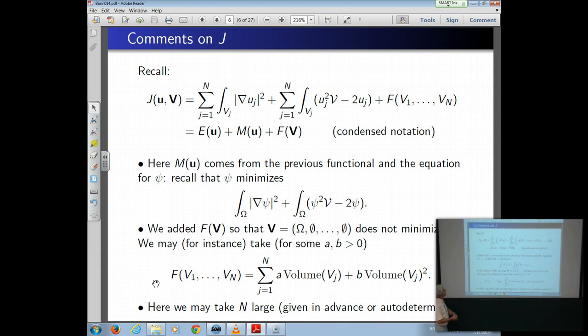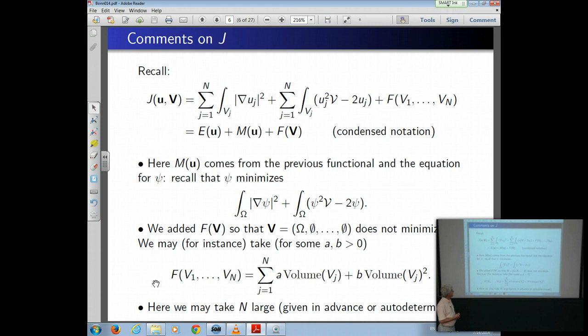So this was again the functional. First term is the energy term. Second term is m of u, which corresponds to the specific problem. I should say that as soon as we start studying the regularity of a problem and so forth, m of u will be small compared to the rest. And I have to say a little bit about f.